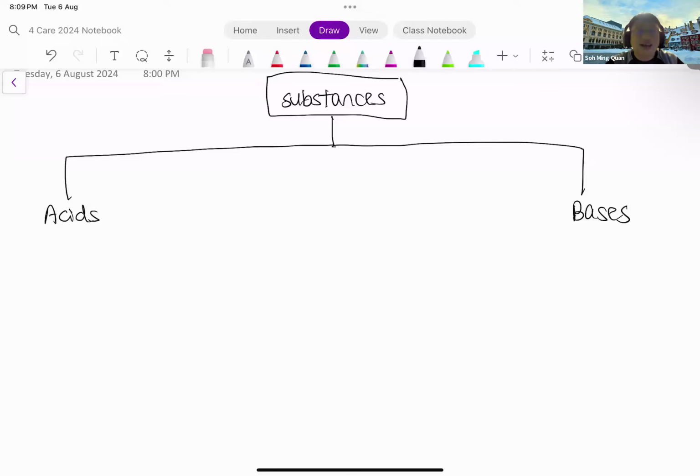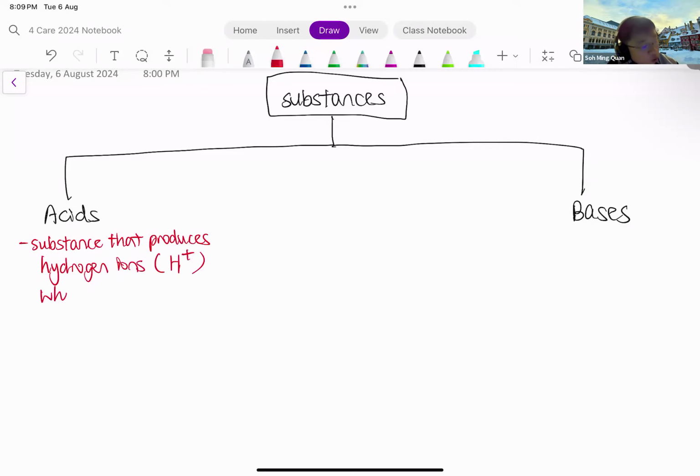So what is acidic? What is an acid? Now, acid is a substance that produces hydrogen ions. So hydrogen ions are H plus ions when dissolved in water. Now, this is a really key statement to make. So there are two parts here. Number one, acids must produce this particular ion, H plus ions. Secondly, the acid must be dissolved in water.